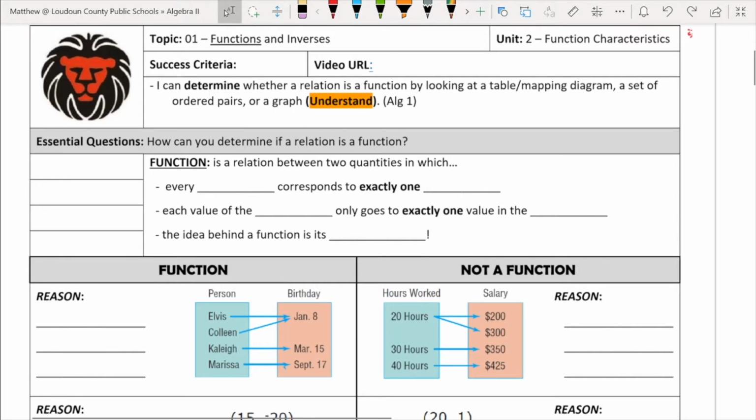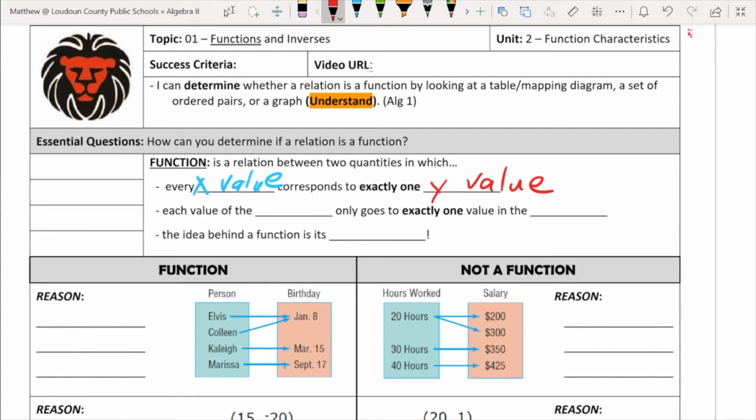Your success criteria is if you can determine whether a relation is a function by looking at the table, mapping diagram, a set of ordered pairs, or a graph. So, how can you determine if a relation is a function? It's pretty easy. The very first thing is we can find out every x value corresponds to exactly one y value.